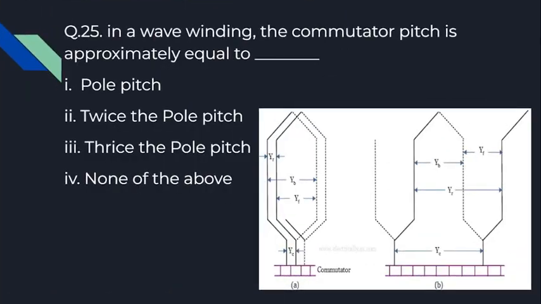In a wave winding, the commutator pitch is approximately equal to, see here the word is important, approximately. So commutator pitch will be greater than 1 when you compare to the lap winding. So it will be almost twice the pole pitch. It's an approximate value, not the exact. It depends upon the given data again. So we can say it is almost twice the pole pitch of a machine.